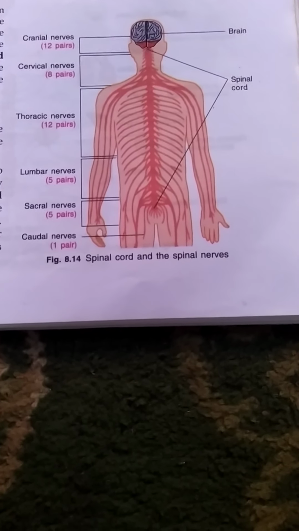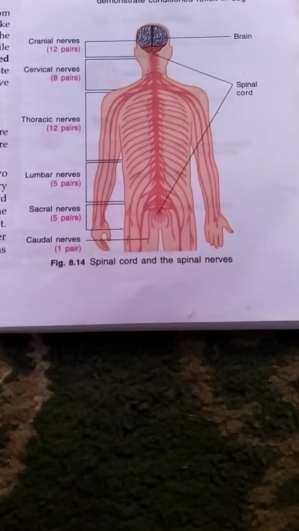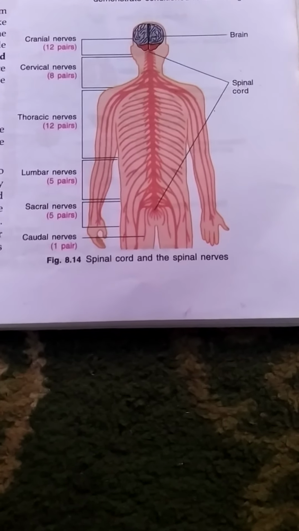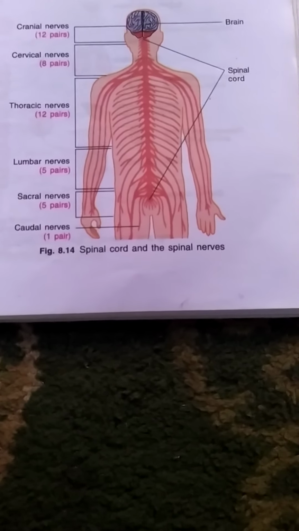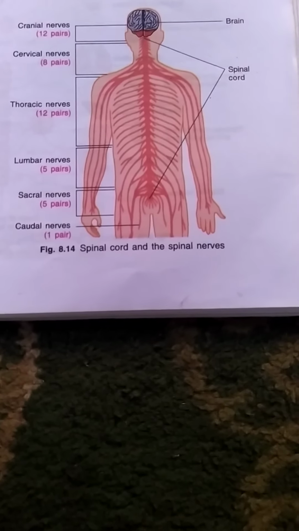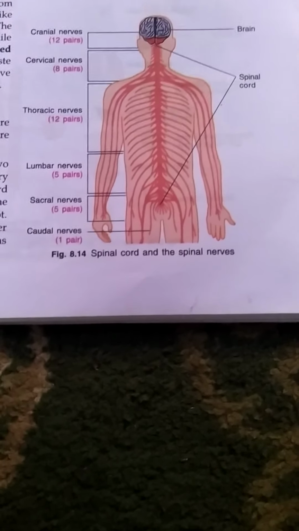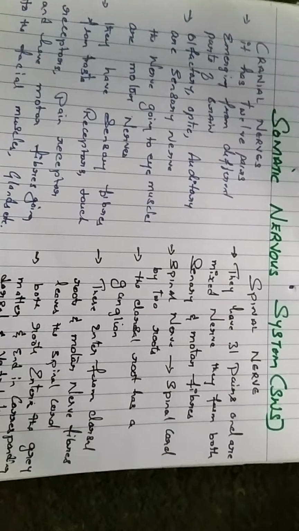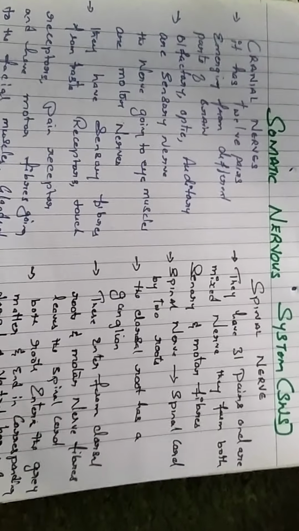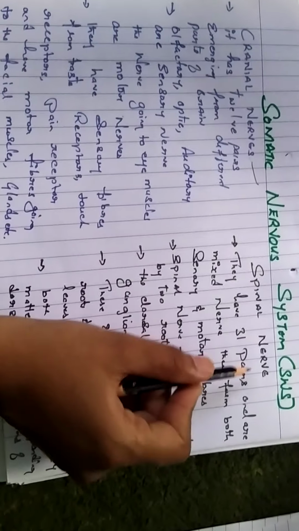Let us start with the somatic nervous system. As we have covered in the previous class, there are two kinds of reflex action: simple or natural reflexes, and conditional, which is the voluntary reflex action. So today we are going to cover the somatic nervous system. This somatic nervous system consists of cranial nerves and spinal nerves.